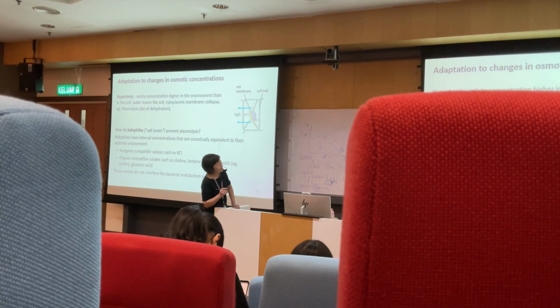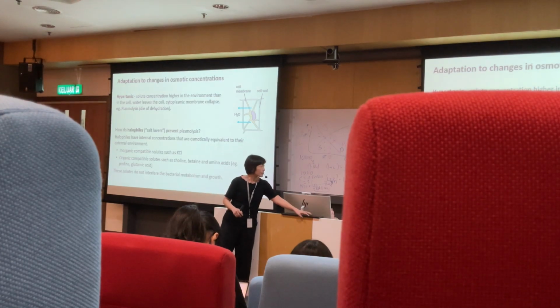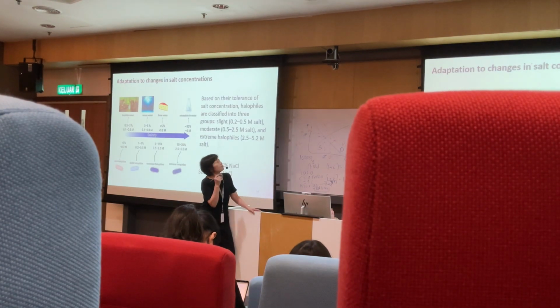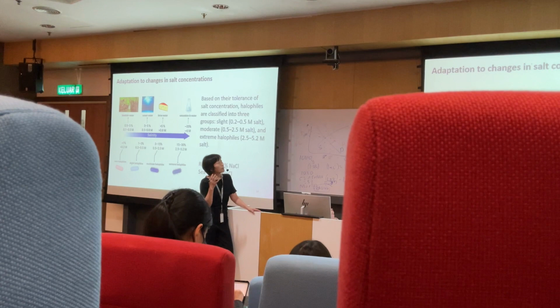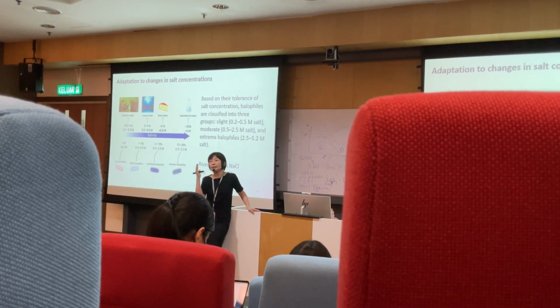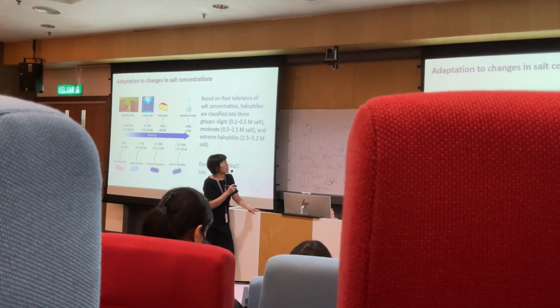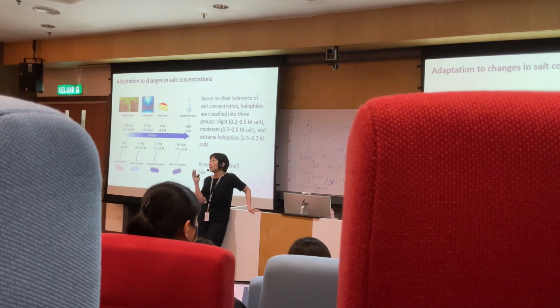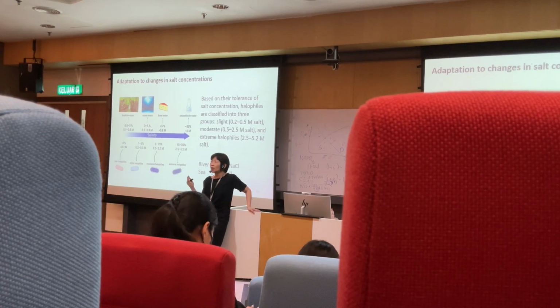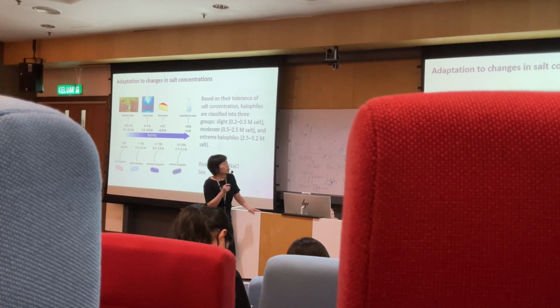vitamin, and other amino acids. Here we go. And so we talk about halophile. The halophile can be divided, of course, into different group classes. And how do they do? Depends on how much the bacteria, or the archaea, can tolerate the salt. So they get divided into slight halophile, moderate halophile, and extreme halophile.